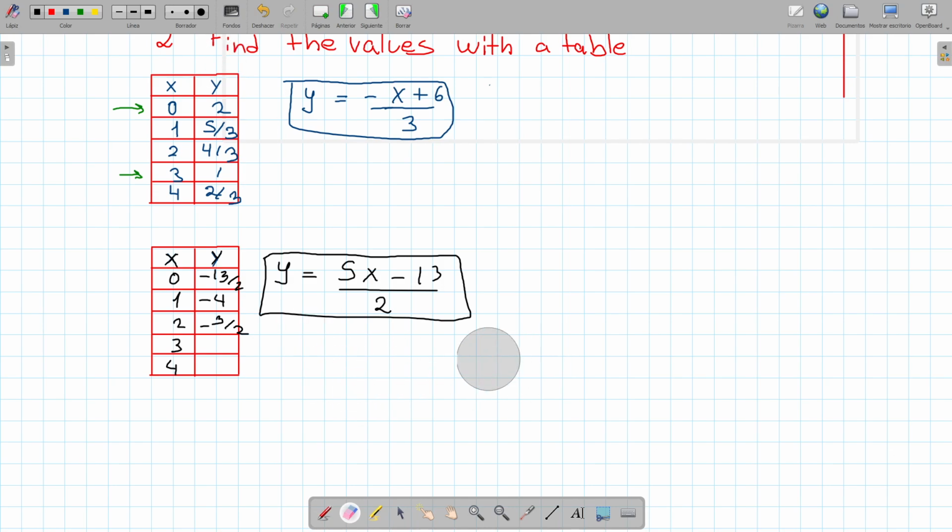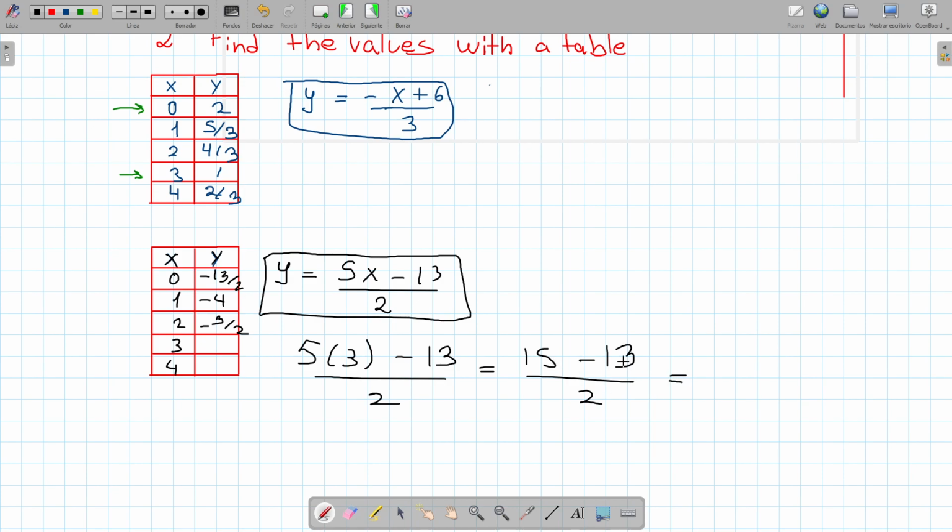Now, I can erase this, and I will replace this value. 5 times 3 minus 13 divided by 2. 5 times 3 is just 15, 15 minus 13 divided by 2. This is 2 over 2. The value will be 1.